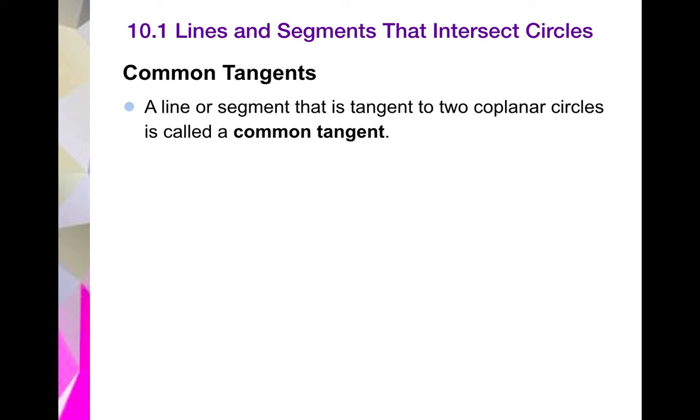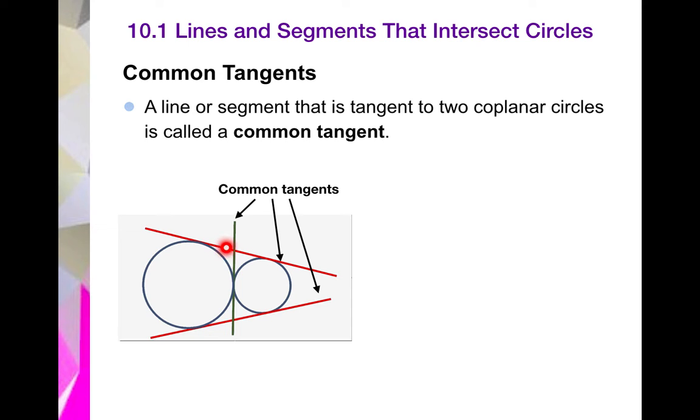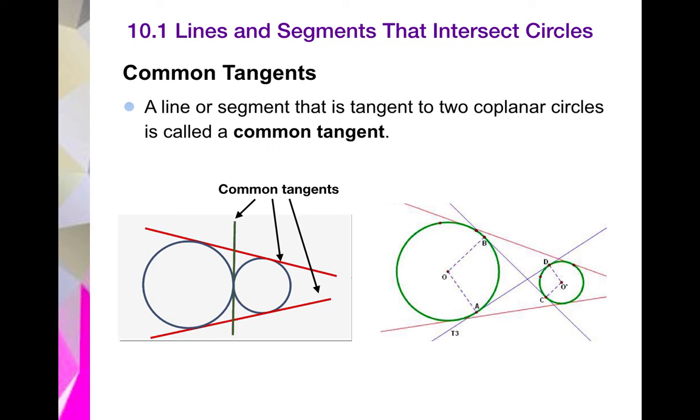Common tangents are lines that are tangent to 2 coplanar circles. So if I look here, I have a tangent line that's tangent to 2 circles, so it's called a common tangent. Here I have a line that's going between the circles, and that is also a common tangent because it meets at this one point, the point of tangency. Here's another view of the same sort of thing. Here I have 2 lines that are tangent, and they're going between the circles.